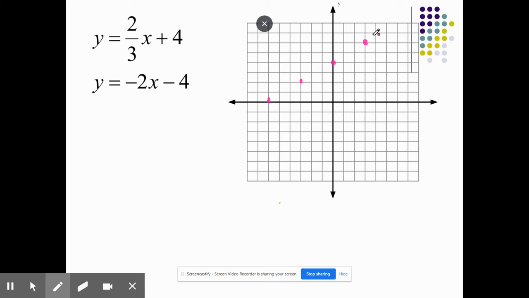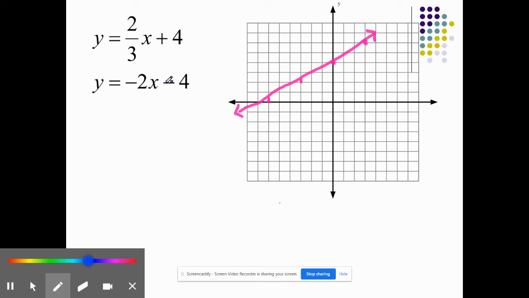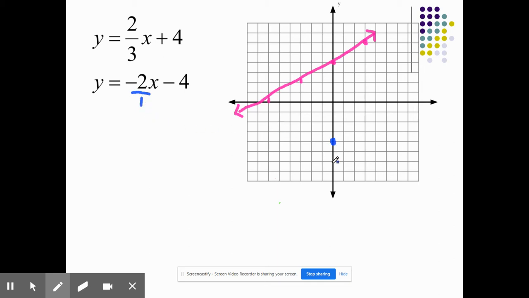And I don't know how straight I'm going to be able to draw this. Again, drawing this straight is kind of critical to getting your solution correctly, but we'll see how well I can do here. And then let's graph the second equation. So now my y-intercept is -4, 1, 2, 3, 4. And my slope is -2 over 1. So I'm going to go down 2, and then I can go to the right one, or I can go up 2 to the left one.